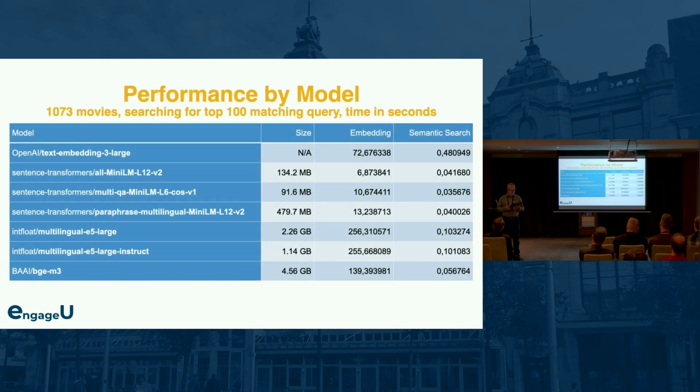And here is the performance table where I tried embedding and then semantic search. So I was searching in over 1,000 movies, and I created 5 different queries, like find me the best Christmas movie that children can watch, or find me an action movie with Nicolas Cage, and things like this. And I ran those 5 queries 3 times each over that database with over 1,000 movies, looking for the top 100 matches. And here you can see it in the chart.